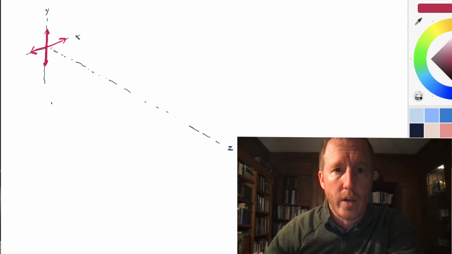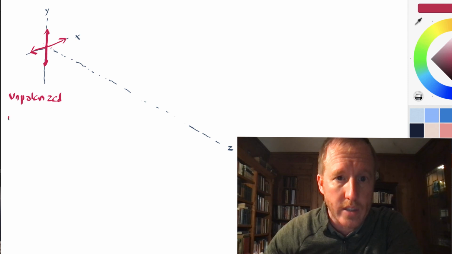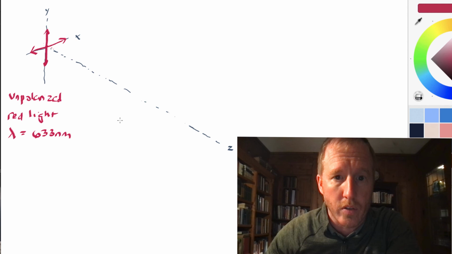Okay, now this light, to be specific, let's say this is unpolarized, which is what I just mentioned, and let's suppose that it is monochromatic red light with a wavelength of, let's say, 633 nanometers. Okay?